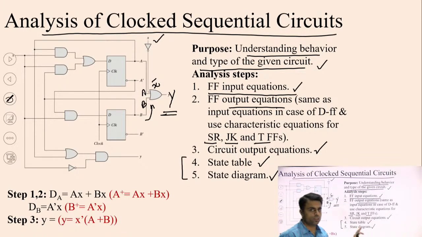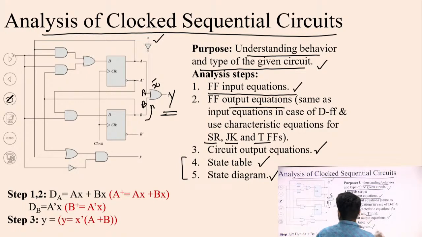Using these three steps, 20% of the question is taken care of, and the rest of the things are very simple. The sources of mistake are only in these three steps. If we are able to write these three steps correctly, identifying the expressions from the circuit, then there is a 20% chance that we will be able to solve the question perfectly.